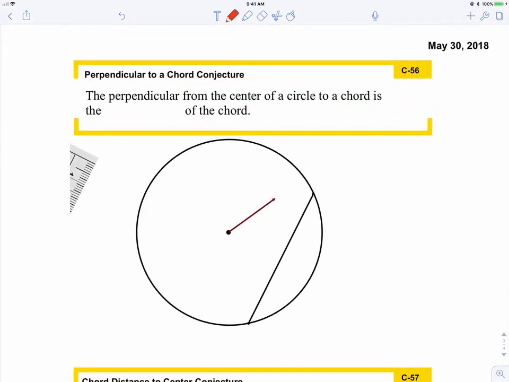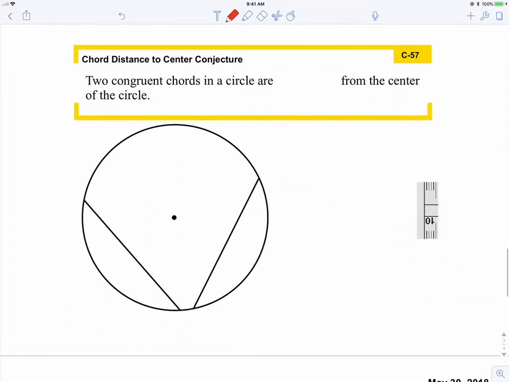The perpendicular from the center of a circle to a chord is a chord. We're going to skip that one for a second. Let's do two congruent chords in a circle are equidistant from the center of the circle. Again, these aren't conjectures. Properties, call them. Two congruent chords in a circle are equidistant from the center of the circle.